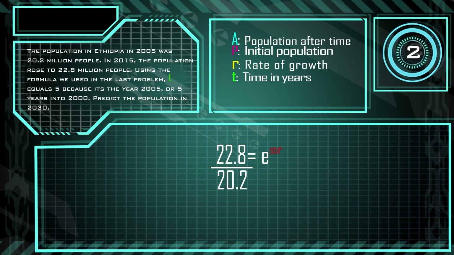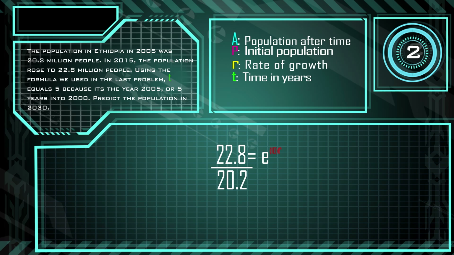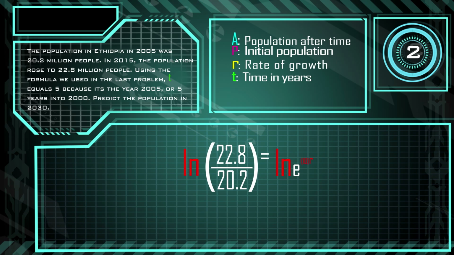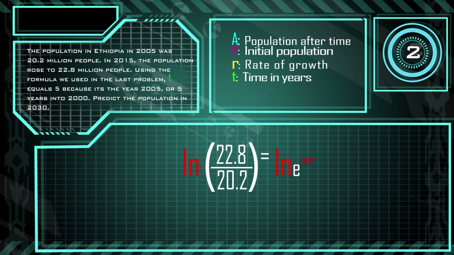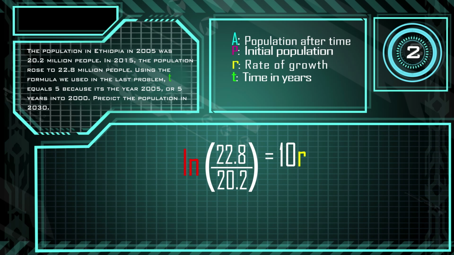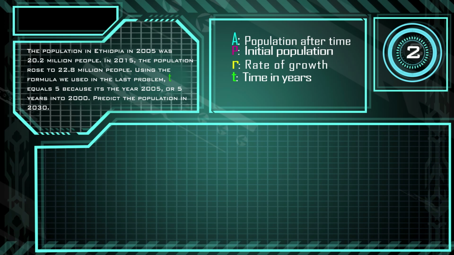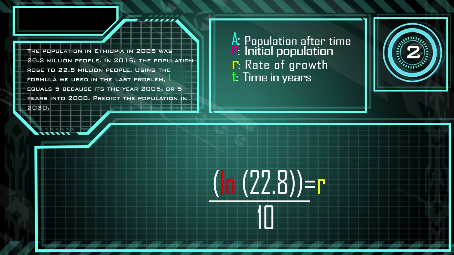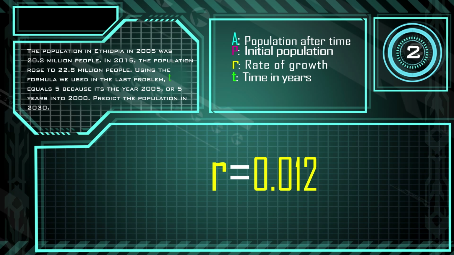Now that you have e raised to the power of 10 multiplied by R by itself, you can use the natural log, ln, on both sides of the equation. Apparently, the natural log and e will cancel each other out. Now you will want to get R by itself by dividing both sides by 10. Put this equation into your calculator, and you should find that R equals 0.012.